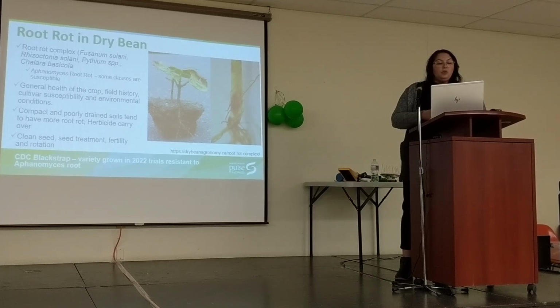So the variety that we grow most commonly, to my understanding, in the province is CBC blackstrap, and it is resistant or tolerant to Aphanomyces. So that's one benefit that we have. We're already adopting a moderately resistant variety or tolerant variety to Aphanomyces, but that doesn't mean it isn't susceptible to our other root rots in this complex.